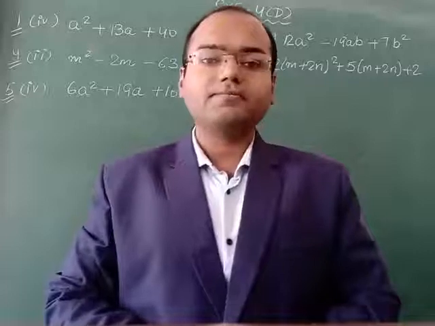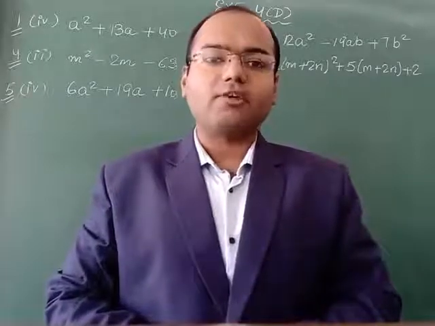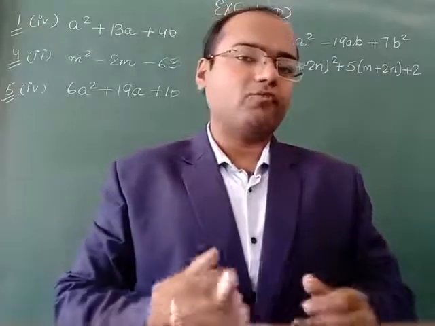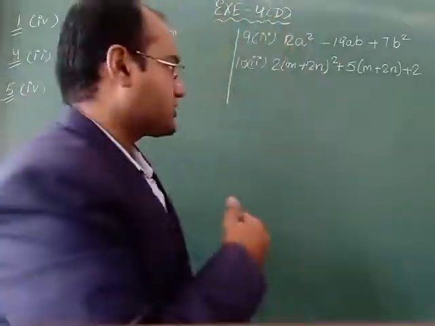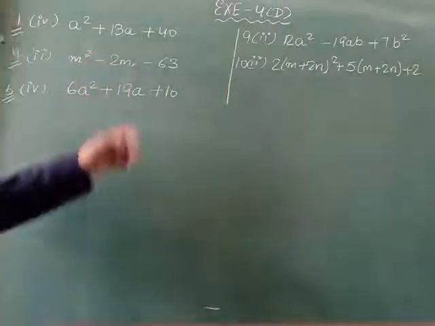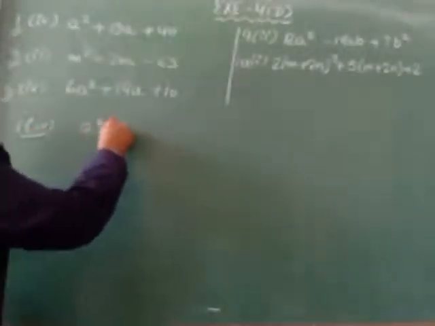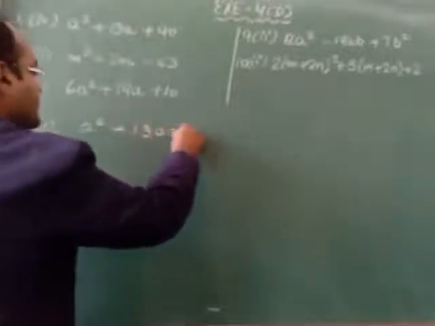Hello students, today in this video I will explain exercise 430. So we have to factorize the questions. First question, part number 4 is a square plus 13a plus 40.